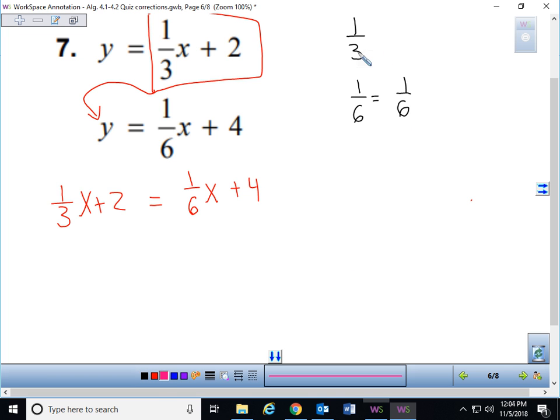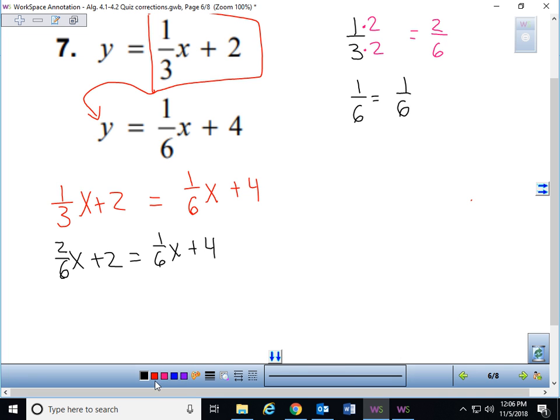So for me to get to a fraction that has a denominator of 6, I have to multiply the top and bottom by something. Well, 3 times what gives me 6? That's 3 times 2 gives me 6. If I multiply the bottom, I have to multiply the top, so then that gives me 1 times 2, which is 2. So I have 2/6 and 1/6. So actually I replace that in my problem. So instead of saying I have 1/3 x, I actually have 2/6 x plus 2 equals, again, I didn't change anything on the right, so I just have 1/6 x plus 4.